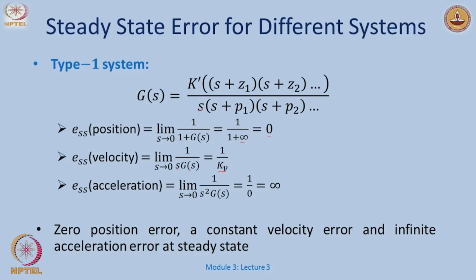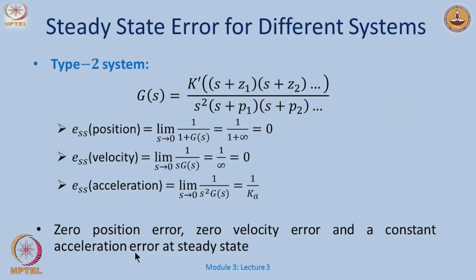So, if I take a type 1 system and I ask it to follow a step input, then at steady state there will be no error, it will actually follow this input very nicely. Okay. However, if I take the same system and ask it to follow a ramp, it might have some steady state error, right. The response could be something like this and eventually go to a constant error here, like a straight line. Okay. And similarly, acceleration, it will never be able to track a signal which is parabolic. So, it will have a 0 position error, a constant velocity error and infinite acceleration error at steady state.